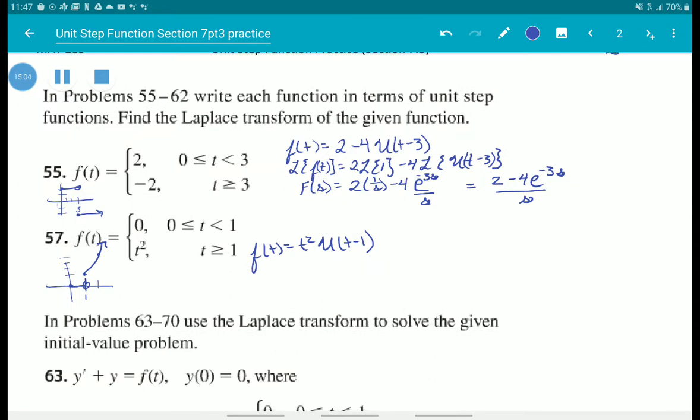So that second one is going to be a little bit trickier. So we want to take the Laplace of t squared unit step t minus 1. Now we have to be careful here, because we have a function times the unit step of t minus 1. We don't have a t minus 1 here. Otherwise, this would be easy. It would be that second translation theorem, but it's going to have to be tweaked a little bit.